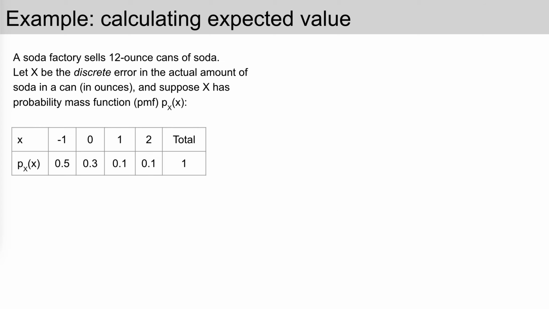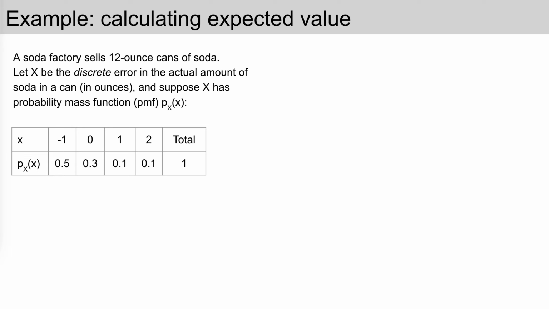For the remainder of this video, let's focus on the expected value or mean of a random variable. Consider an example. Suppose that a soda factory sells 12-ounce cans of soda. Let x be the discrete error in the actual amount of soda in a can in ounces. Further, suppose that x has probability mass function, or PMF P of x, as summarized in the table here.